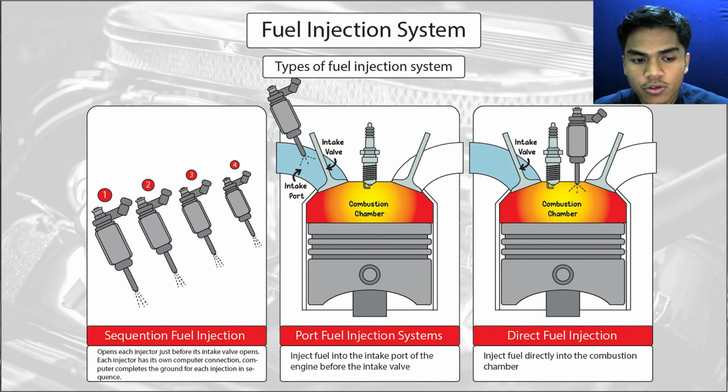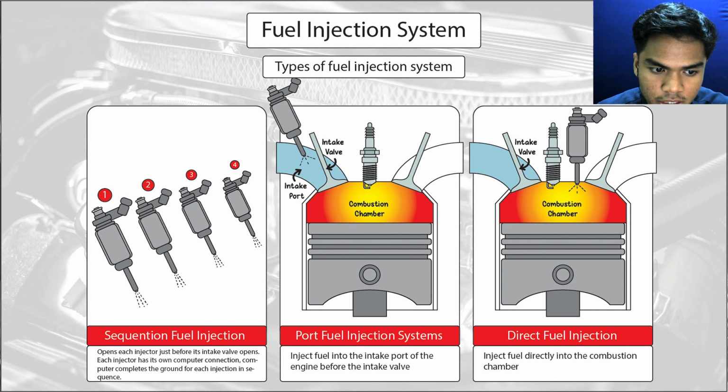Number 3 is sequential fuel injection. In sequential fuel injection, it opens each injector just before its intake valve opens. Each injector has its own computer connection. The computer completes the ground for each injector in sequence. Number 4, port fuel injection system. It injects fuel into the intake port of the engine before the intake valve. Number 5, direct fuel injection, which injects fuel directly into the combustion chamber.